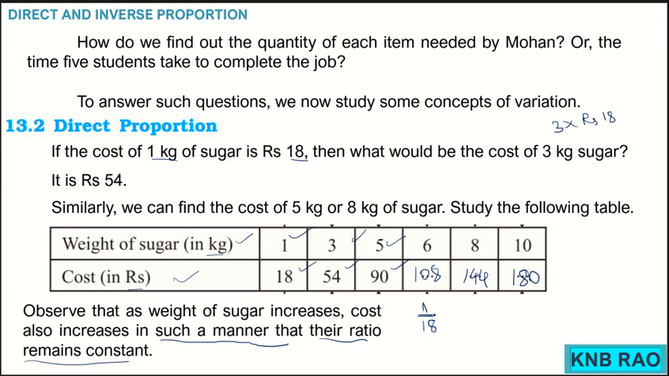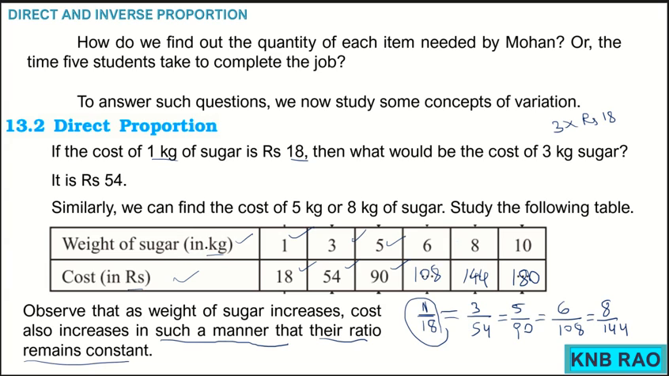So I am taking the ratio between them as 1 upon 18, whereas 3 upon 54 after cancellation gives 1 by 18 only. 5 upon 90 after cancellation by 5 gives 1 by 18 only. Even 6 upon 108 or 8 upon 144, you can find all their ratios being equal to 1 by 18. It is a constant. That is what we are talking about.